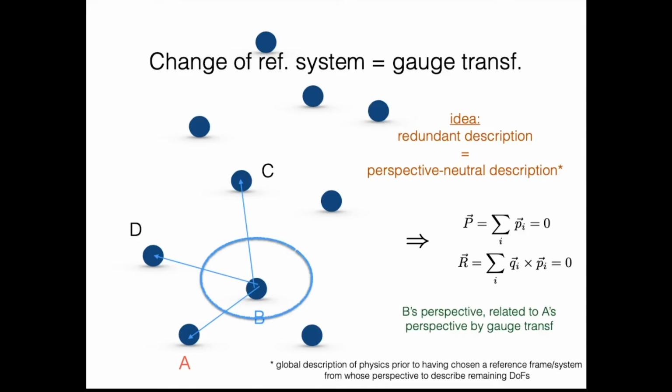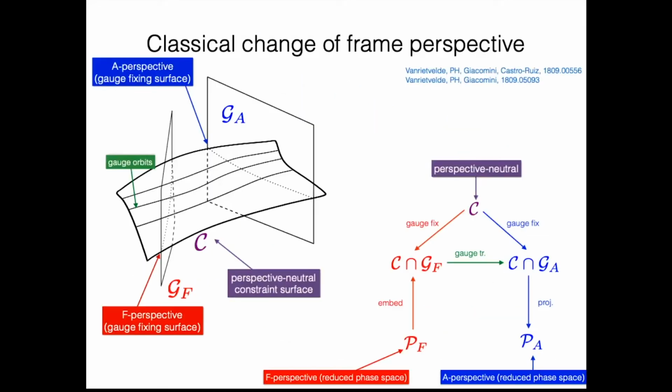For those who are a bit more familiar with constrained systems, the idea here is that we have constraints in the phase space. There's a constrained surface. That constrained surface we interpret as the perspective-neutral description of the physics, so the description of physics prior to having chosen a reference system relative to which we describe the rest. There are gauge orbits on that constrained surface, and picking a perspective relative to one of the particles is equivalent to choosing some gauge here. That amounts to some gauge fixing hypersurface in your phase space, and the intersection of that gauge fixing hypersurface with the constrained surface defines your reduced phase space. So it gives you a proper phase space description, which the constrained surface doesn't give you.